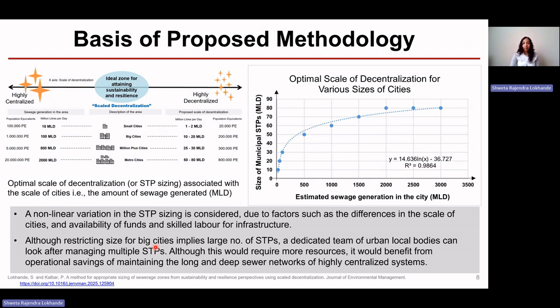And although restricting the size of STPs for big cities implies large number of STPs, so basically, when it comes to decentralized implementation of infrastructure, a common notion is that there will be too many STPs and a lot of operation and maintenance. However, in this case, especially for big cities, a dedicated team of urban local bodies can look after managing the multiple sewage treatment plants. Although this would require several resources or additional resources, it would surely benefit from the operational savings of maintaining the long and deep sewer networks of highly centralized systems.